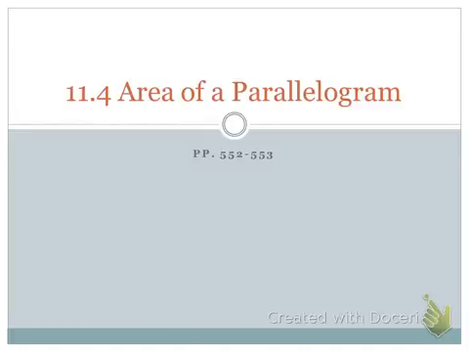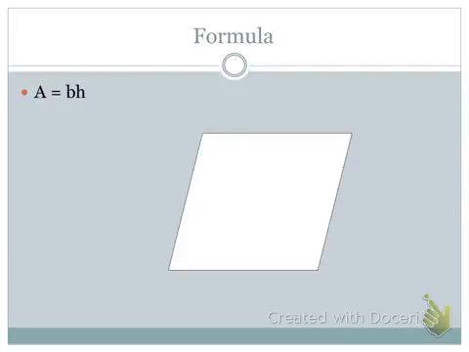Alright, so today we're in section 11.4, finding area of a parallelogram, page 552. The first thing you need to know is the formula for finding the area of a parallelogram. A equals BH. This will be the original problem on all of your homework problems tonight. You do not have to draw the figures, but you must write the original formula. If you don't, you're going to lose points.